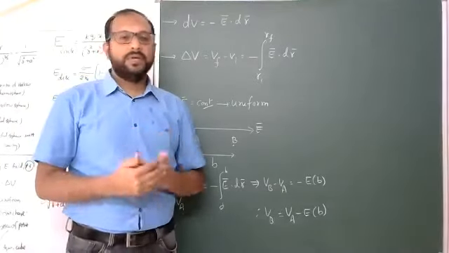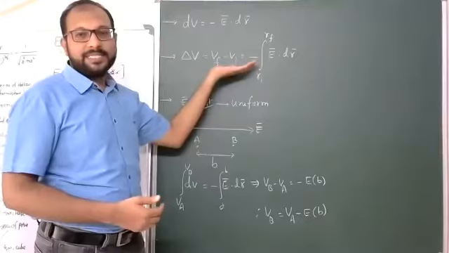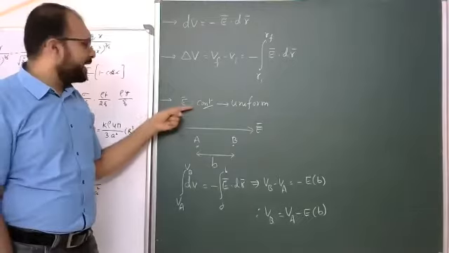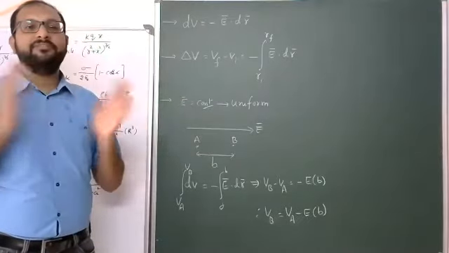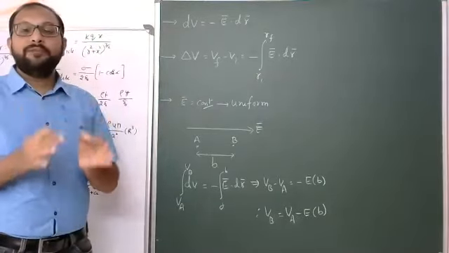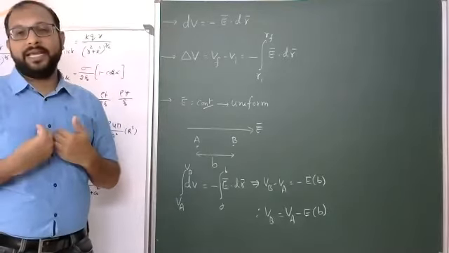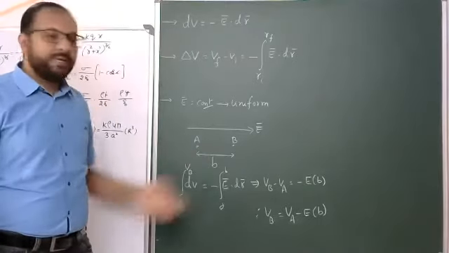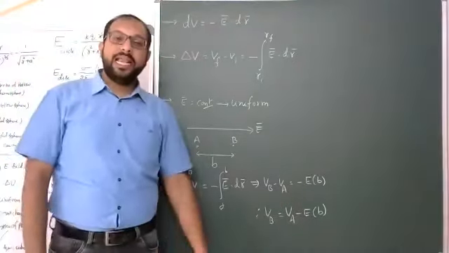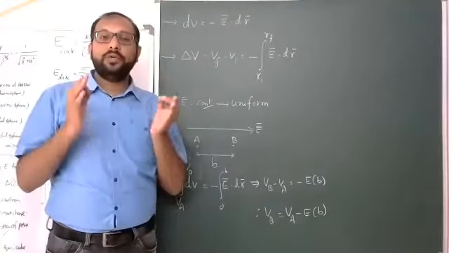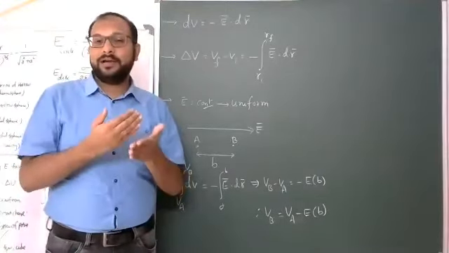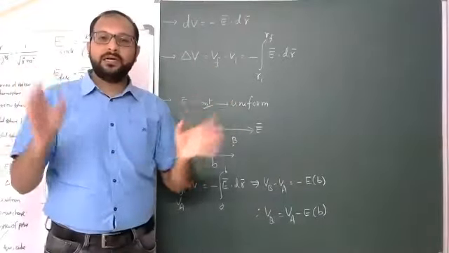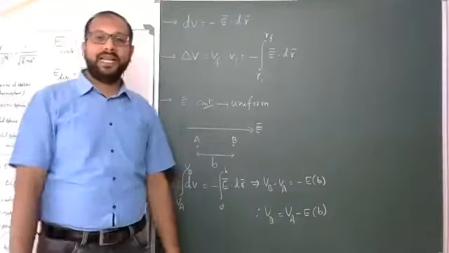Now coming to the exact meaning of this. In the first example, I am taking a constant electric field, that means a uniform electric field. Whatever the location, the electric field is constant. That is a uniform electric field, so the strength of the electric field is independent of the location. At any point, the electric field is the same.